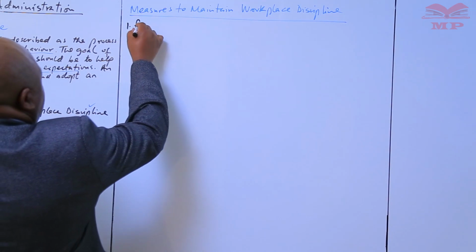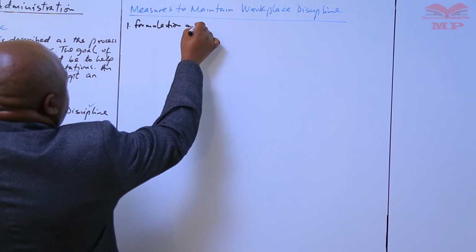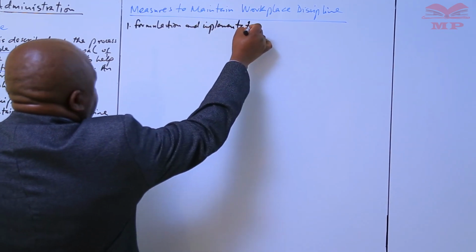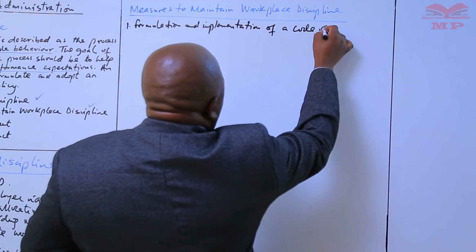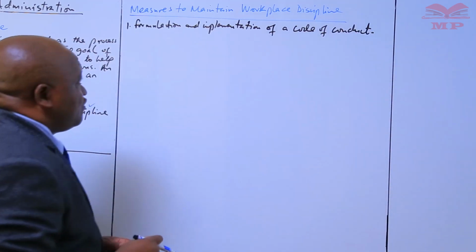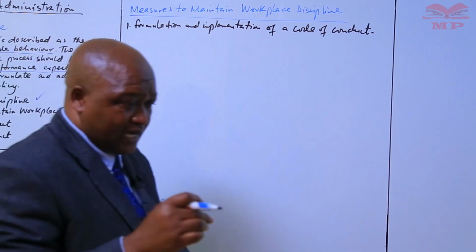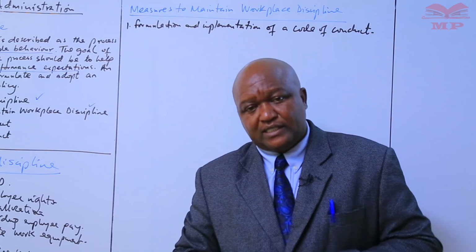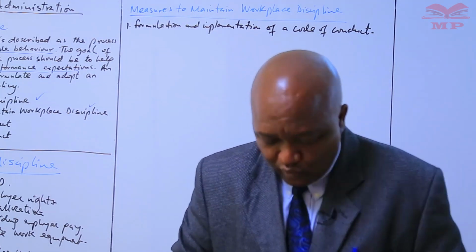of a code of conduct. An organization can formulate and implement a code of conduct. Some organizations have this information in a booklet, and that booklet is given to the workers, and workers can go through it and so on. You could also have rules.